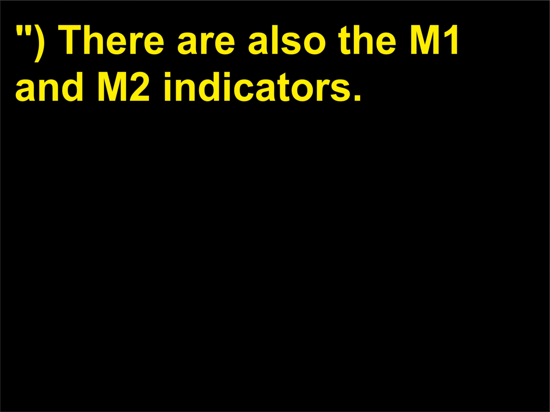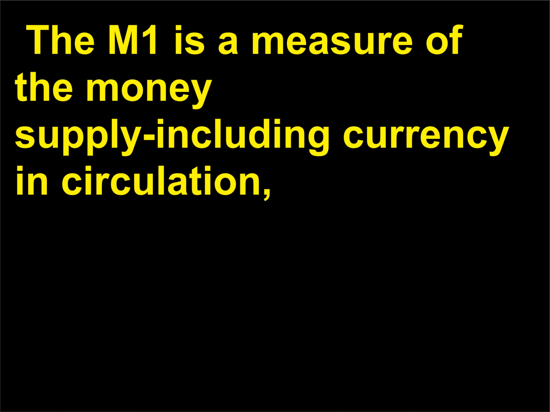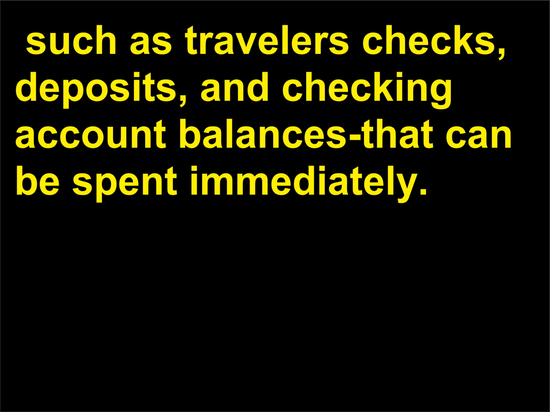There are also the M1 and M2 indicators. The M1 is a measure of the money supply including currency in circulation, such as travelers' checks, deposits, and checking account balances that can be spent immediately.